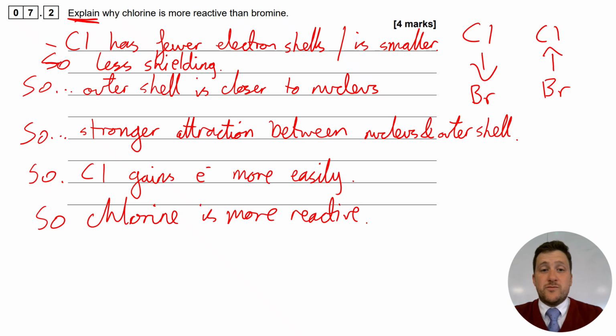The only change I would make is wherever it says chlorine, I'd choose bromine, and it would be bromine has more electron shells. So there is more shielding. So the outer electron is further from the nucleus. So there is a weaker attraction. So bromine gains electrons less easily. So bromine is less reactive. It is still acceptable as an answer. Don't worry. If you have a way that you have remembered it specifically and you know that, go that way.